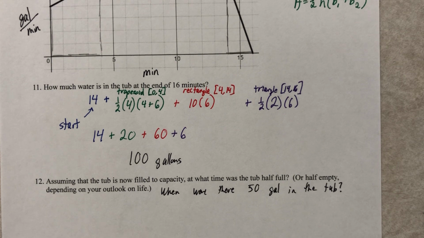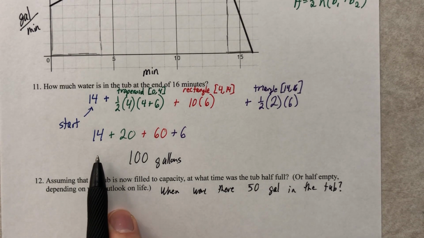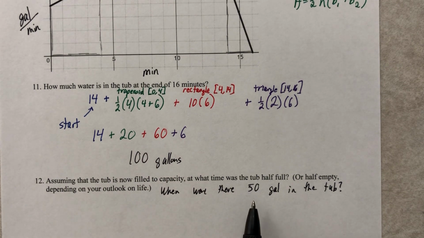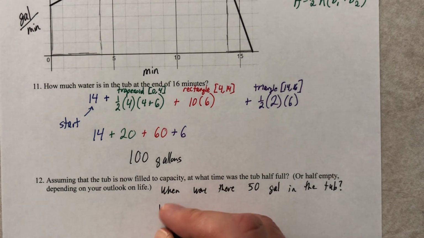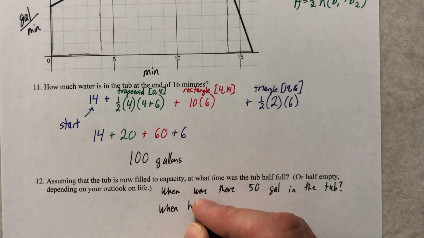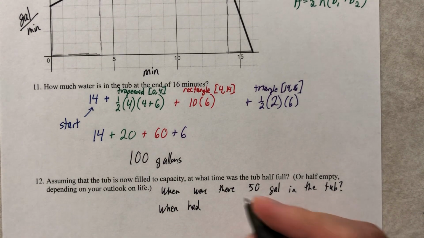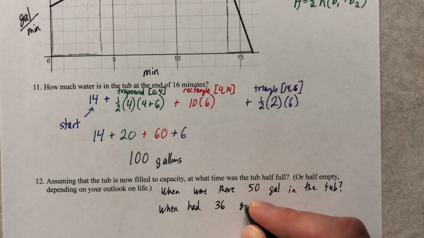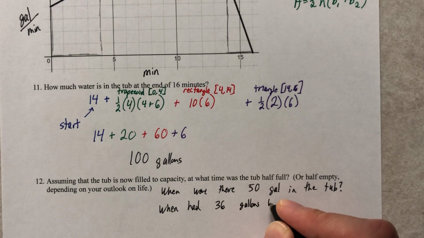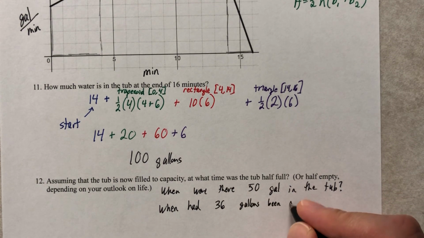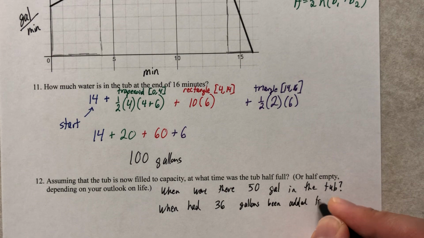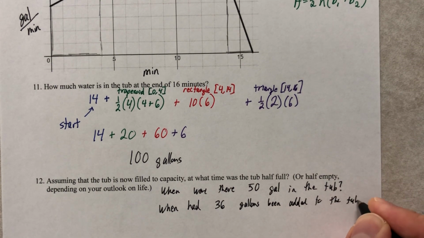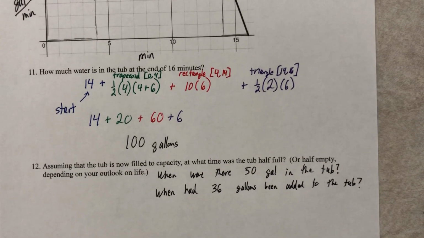Can we reword this a little bit? If we start with 14 gallons and we want to see when there were 50, we really want to know when, subtract 14 here, 36 gallons had been added to the tub. That's the question, okay?